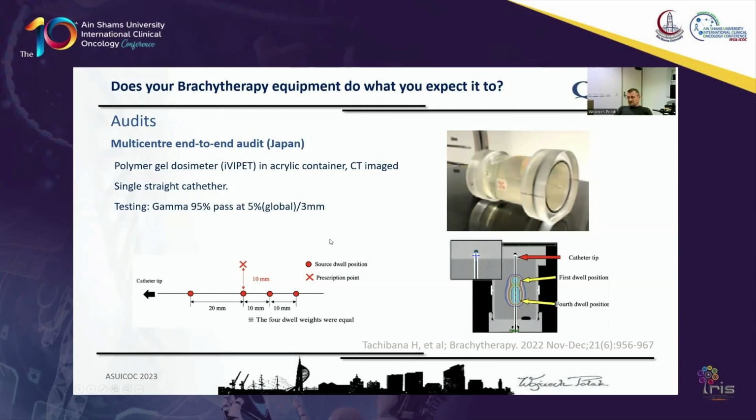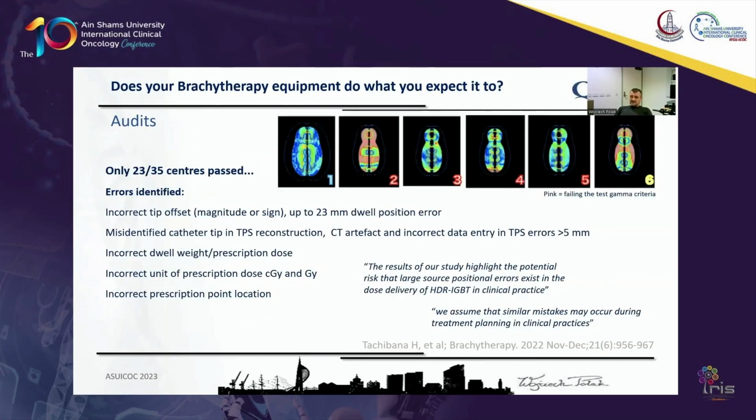And 35 centers in Japan took part in this audit, and only 23 centers passed this simple test. The errors that were identified were incorrect tip offset, magnitude or sign, up to 23 millimeters in the worst case scenario; dwell position error; misidentified catheter tip on treatment software; CT artifacts; and incorrect data entry for the treatment software, with errors of more than 5 millimeters; incorrect dwell weight; incorrect prescription dose; incorrect unit of prescription dose, centigray to gray, 100 times wrong; and incorrect prescription point dose location.